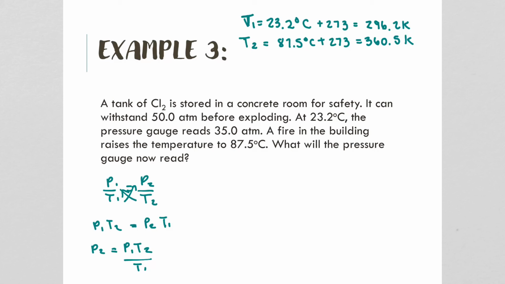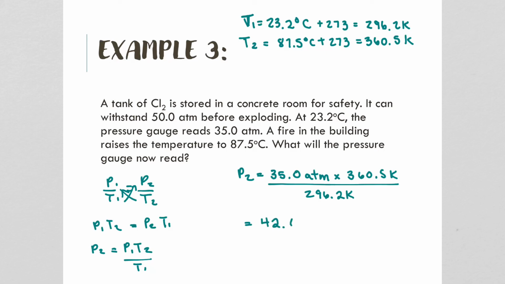So now we can sub those in. So P2 is equal to the initial pressure, which is 35.0 atmospheres, times the second temperature, so 360.5 Kelvin, divided by 296.2 Kelvin. So we'll solve for that. So our new pressure reading would be 42.6 atmospheres. So while the temperature has gone up, it's still within the safe range.